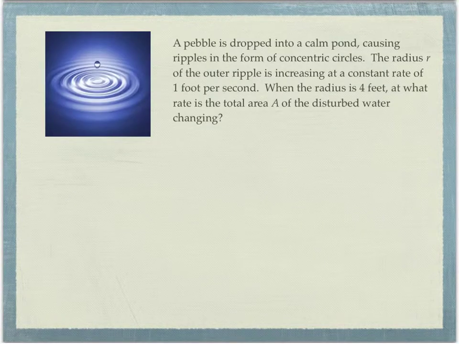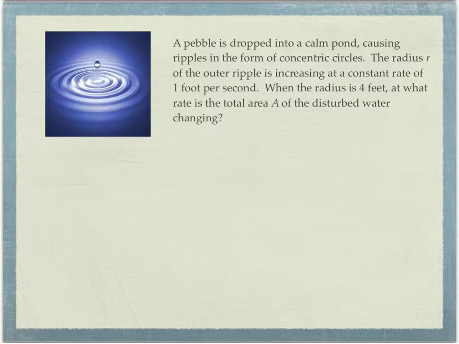Alright, here's kind of a classic one. A pebble is dropped into a calm pond, causing ripples in the form of concentric circles, as you can see. The radius of the outer ripple is increasing at a constant rate of 1 foot per second. When that radius is 4 feet, at what rate is the total area of the disturbed water changing?